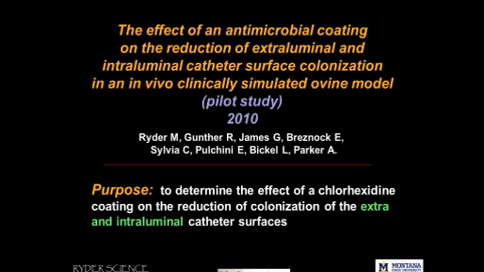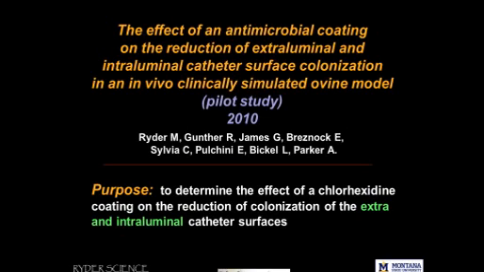Teleflex Medical asked me to design, conduct, and evaluate the efficacy of this antimicrobial coating on the reduction of extraluminal and intraluminal catheter surface colonization. I put together a research team of experts.